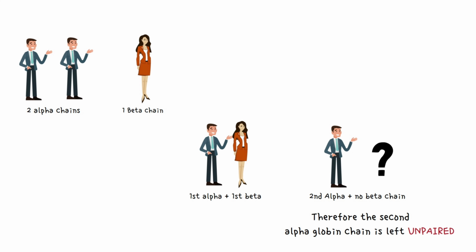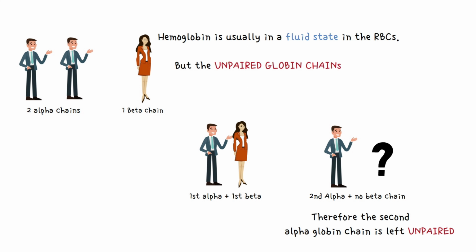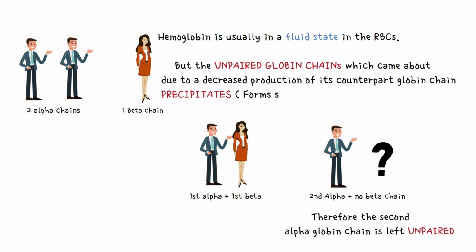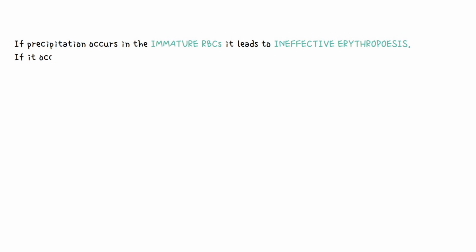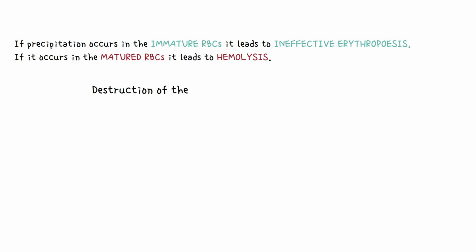Now, to answer why destruction of both mature and immature red blood cells occurs. Hemoglobin is usually in a fluid state inside the red blood cells. But the unpaired globin chains, which came about due to the decreased production of its counterpart globin chain, precipitate, which forms solid structures. The precipitation is what destroys the red blood cells. If precipitation occurs in the immature red blood cells, it leads to ineffective erythropoiesis. And if it occurs in the mature red blood cell, it leads to hemolysis. Destruction of the red blood cells decreases the number of red blood cells, therefore leading to anemia.